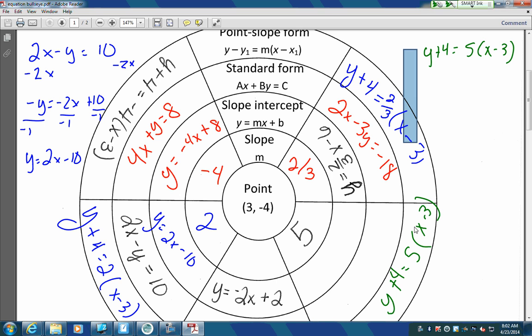You're talking about the point? It gives it right here. You're always given that point. So now I'm going to do the distributive property right here. Y plus 4 equals 5 times x, 5x. 5 times negative 3 is negative 15. Subtract 4 from each side. Y equals 5x minus 19. That's slope-intercept.